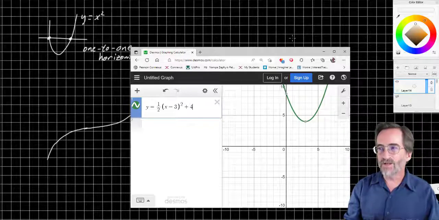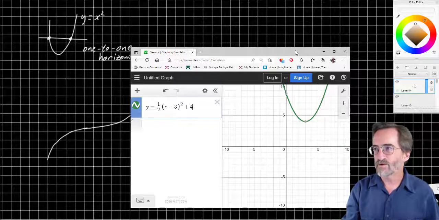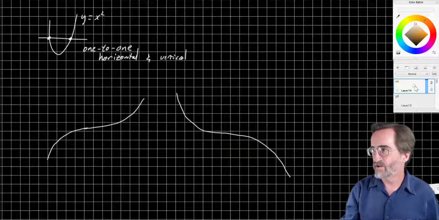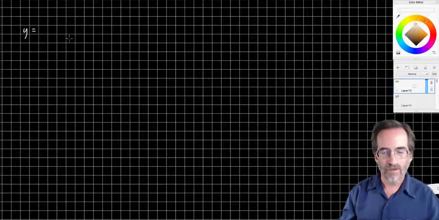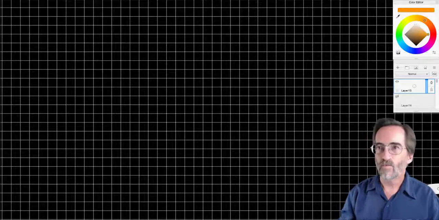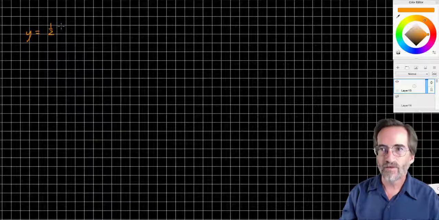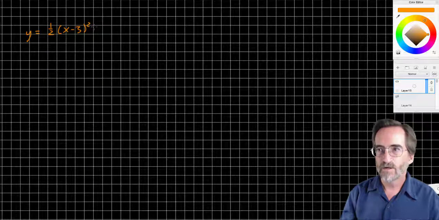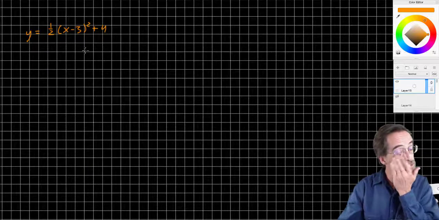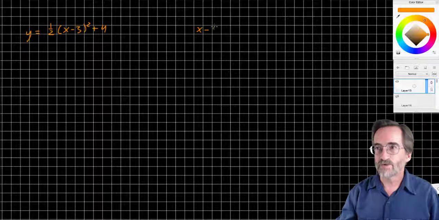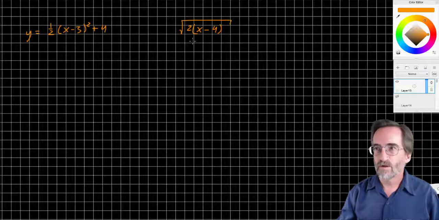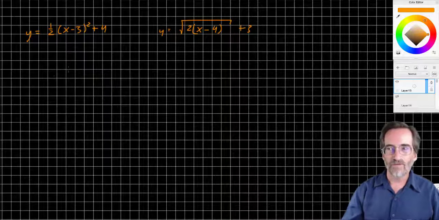Okay? And if we try to find the inverse function, here's what happens. All right? We have y equals 1/2 times x minus 3 squared plus 4. I'm going to use the traditional approach. You could build it intuitively. I can build it right now intuitively. I take x, I subtract 4, I multiply by 2, I square root, and then I add 3, right? And we'll verify. I'll leave that there.